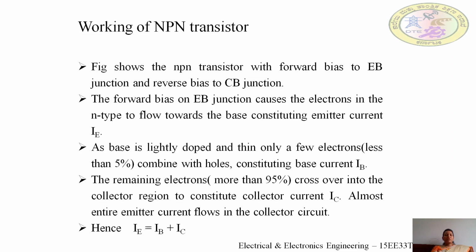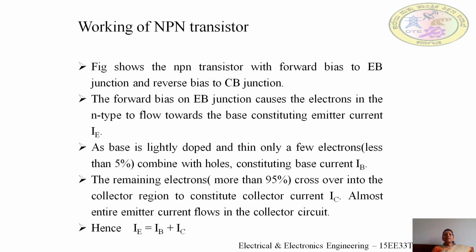It is just the summarization of what I have explained just now. So NPN, the figure, it was showing NPN transistor with emitter base junction forward biased and collector base junction reverse biased. The forward bias on the EB junction causes the electrons in the N-type to flow towards the base, and this constitutes the emitter current, IE.